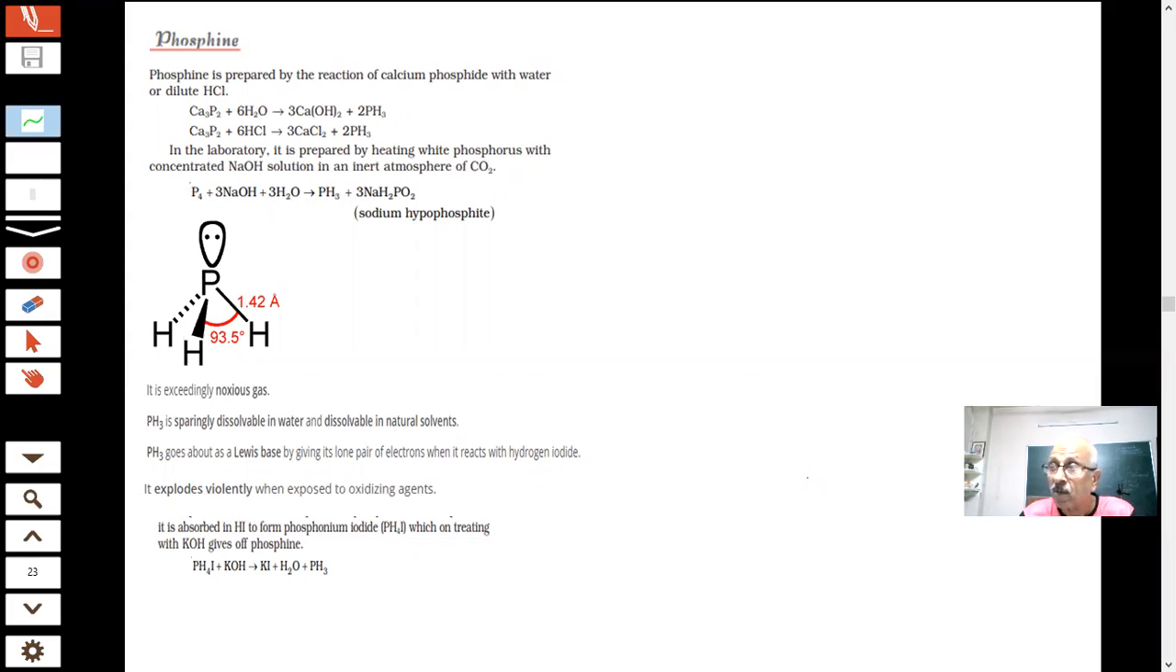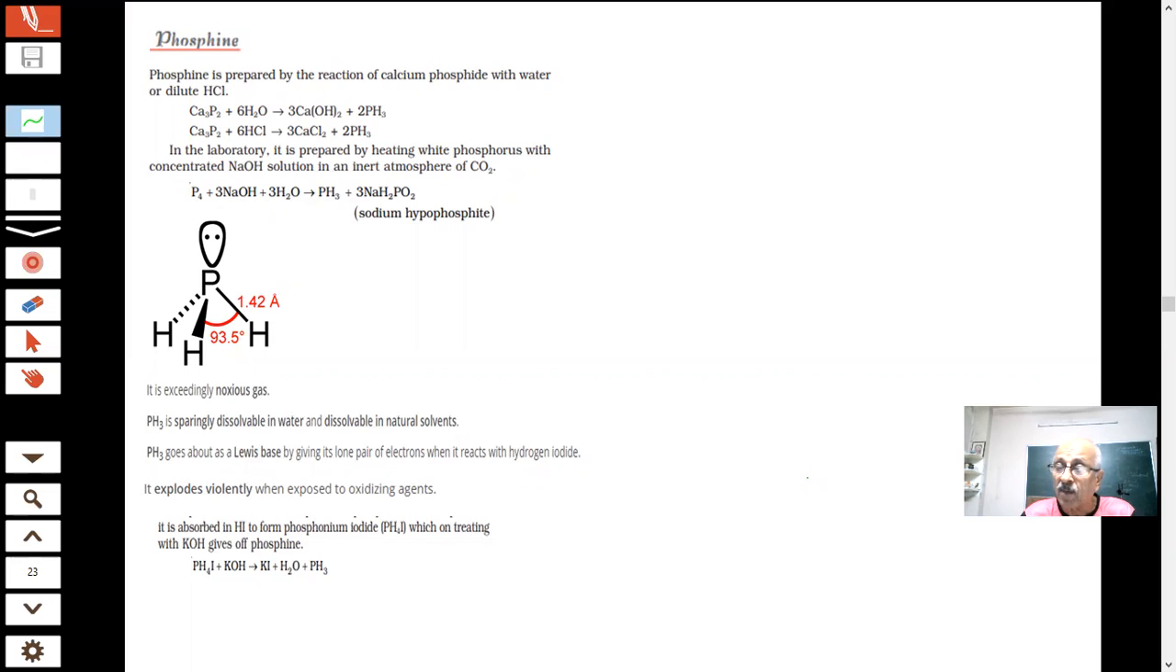Why does nitrogen not form a pentahalide, students? This question has been asked so many times repeatedly. PCl5 exists, PCl6 minus also exists, and trihalides of nitrogen were not stable. Even NCl3 is highly explosive.